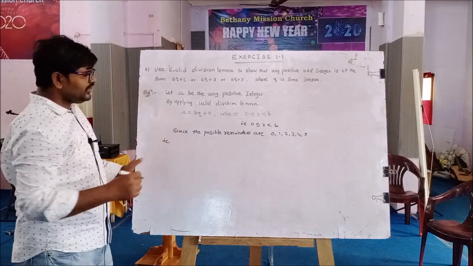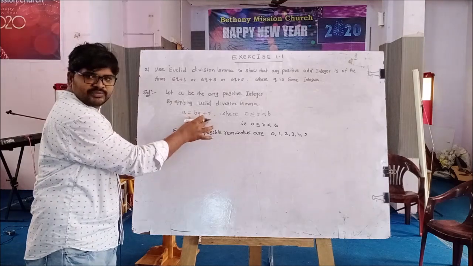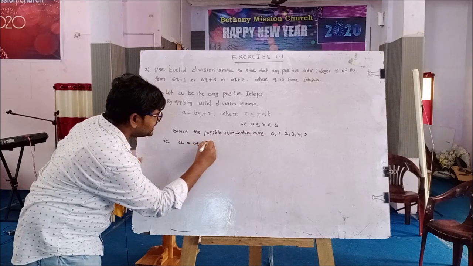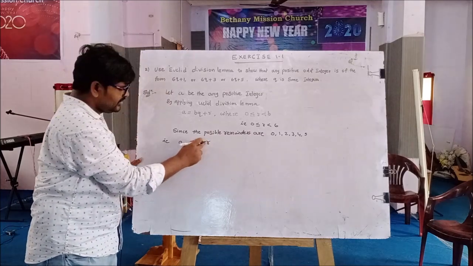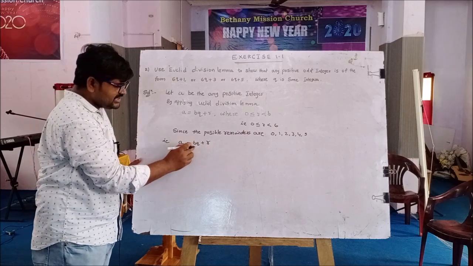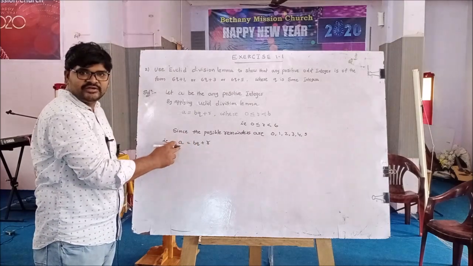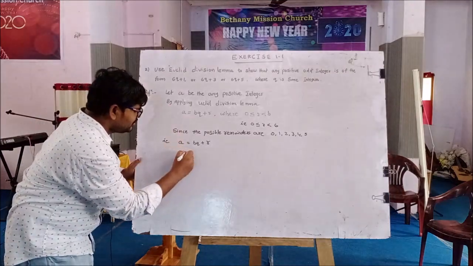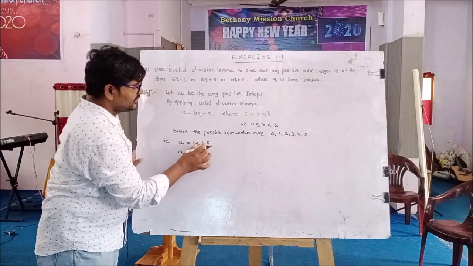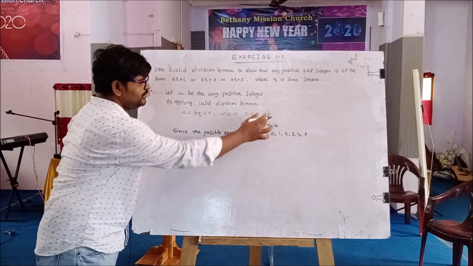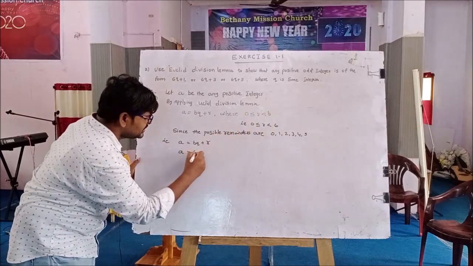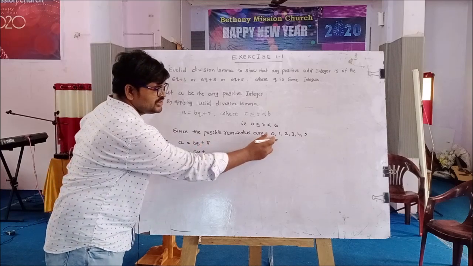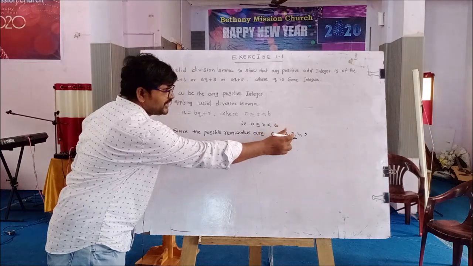That is, according to the problem, A equals BQ plus R, where R is the remainder, Q is the quotient, B is the divisor and A is the dividend, according to the division algorithm. So A equals BQ plus R, where B equals 6. So 6q plus the possible remainders are 0, 1, 2, 3, 4 and 5.